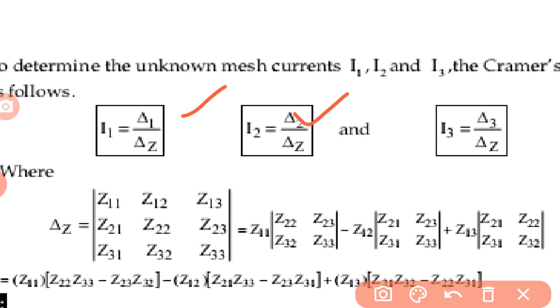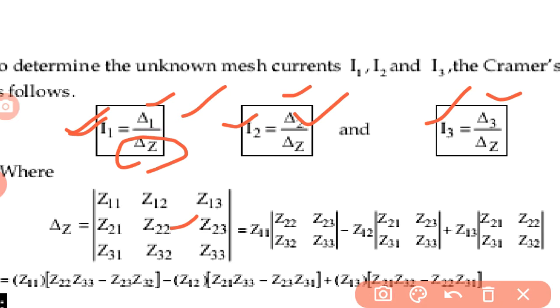After that, those mesh equations are put into matrix form. Then, after putting them into matrix form, first find out the value of delta Z. After that, find out the values of delta 1, delta 2 and delta 3. When we find out these values, next go for the value to be determined. Here the unknown values are currents. So that's why the I1 current, I2 current and I3 current are to be determined.